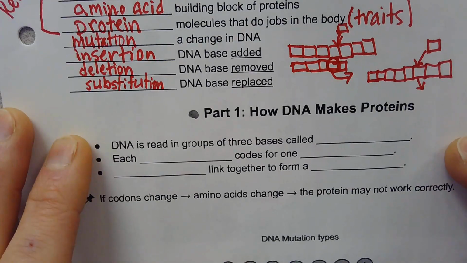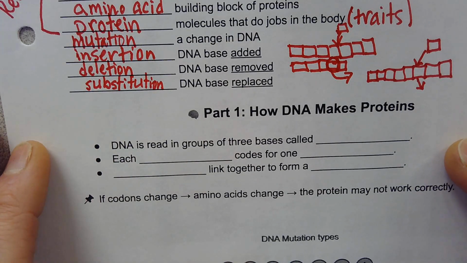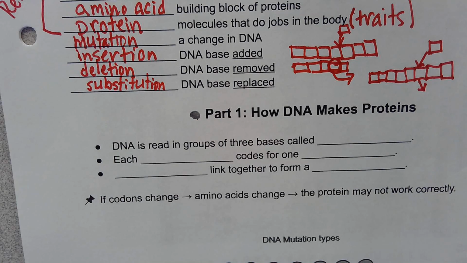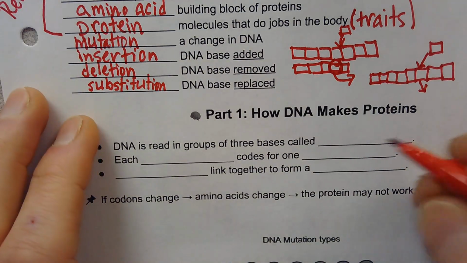All right. First one, DNA is read in groups of 3 bases called what again? Codons. Excellent.